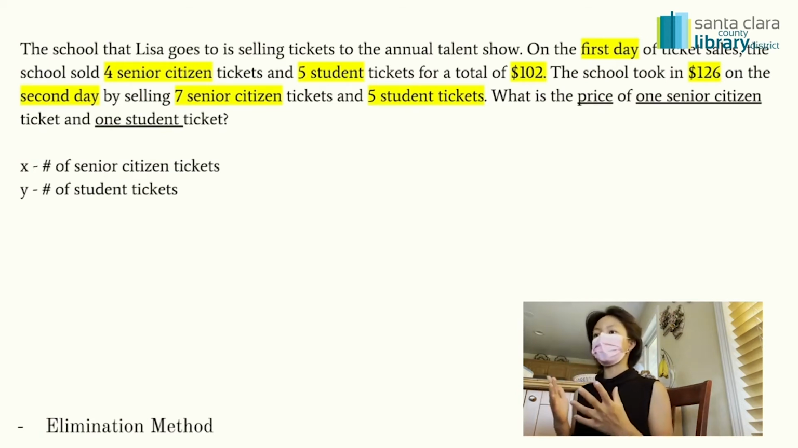Well, first, we need to decide how we are going to be labeling our variables. In this situation, we're just going to use x and y. So I'm going to make x equal to the number of senior citizen tickets and y the number of student tickets.